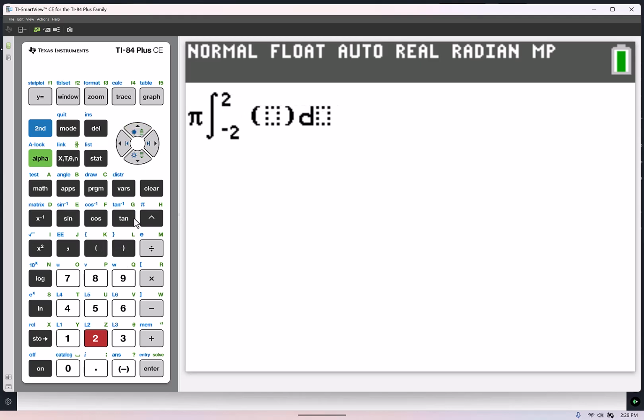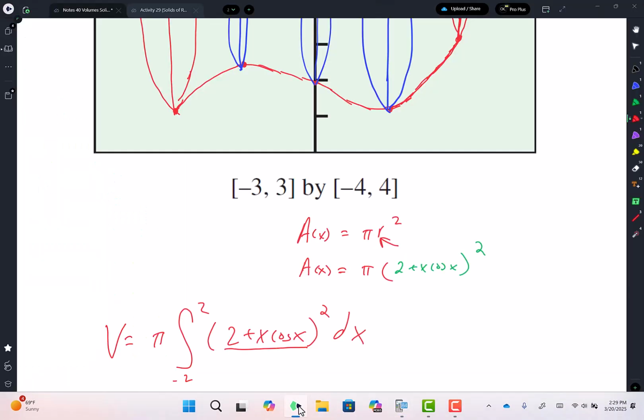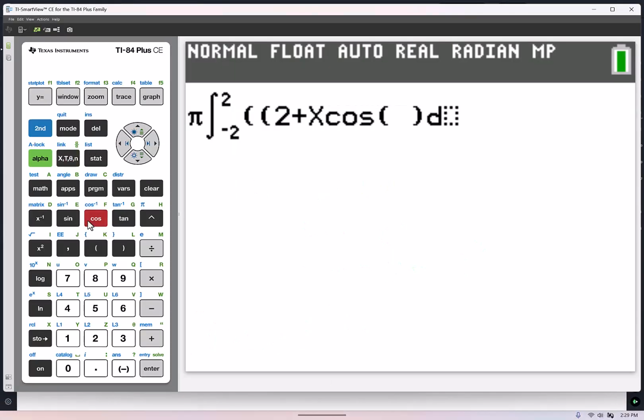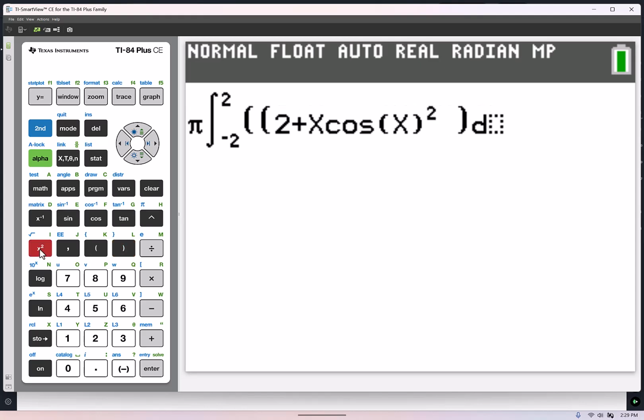And then you come in here and then open parenthesis, 2 plus x cosine x, it opens up parenthesis, x, close. And then look, did I already mess up? Yes. What am I squaring? I'm squaring cosine x. But I don't want to square cosine x. I want to square 2 plus x cosine x.